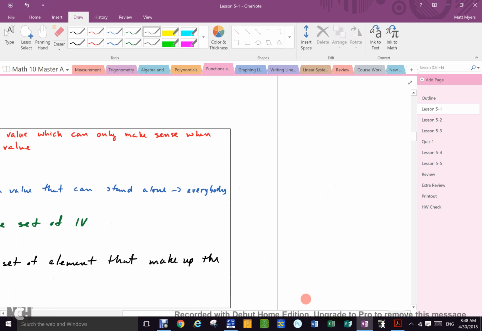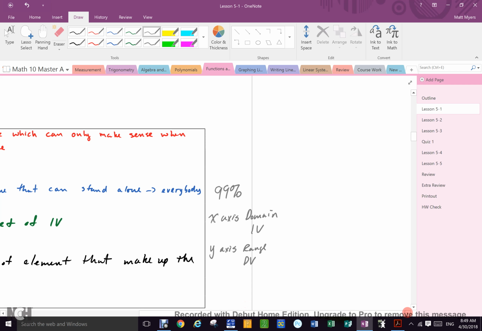Now, over on the side here, 99% of the time, the x-axis is the domain, which is the IV. And the y-axis is the range, and that's where we put the DV. Does everyone understand? So, don't draw this, I'm just going to show you.